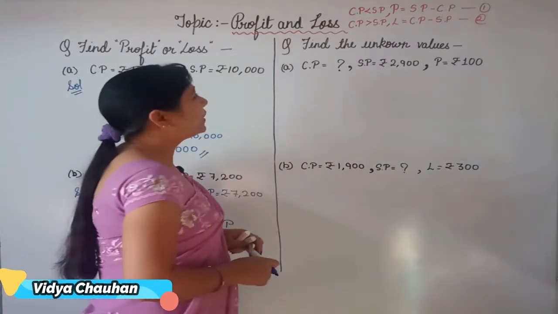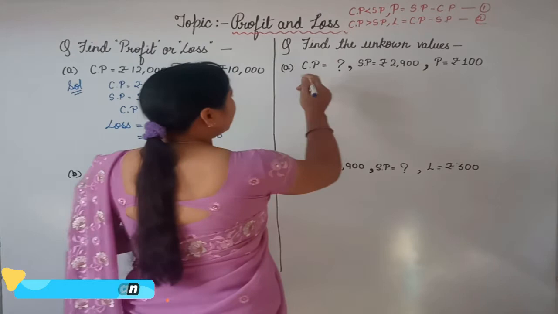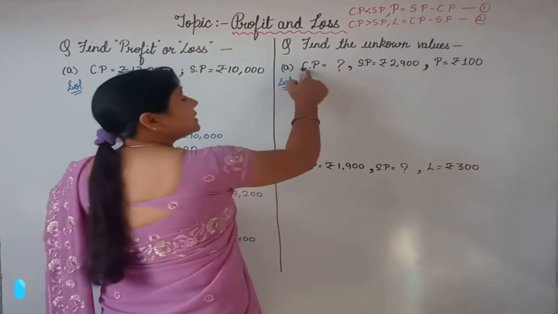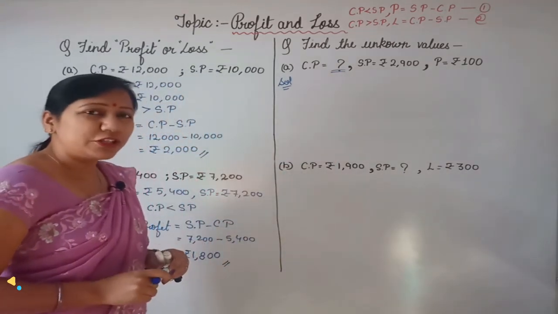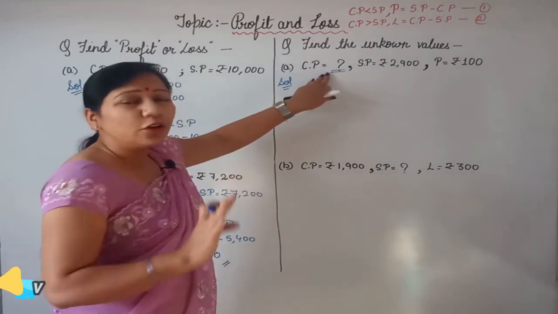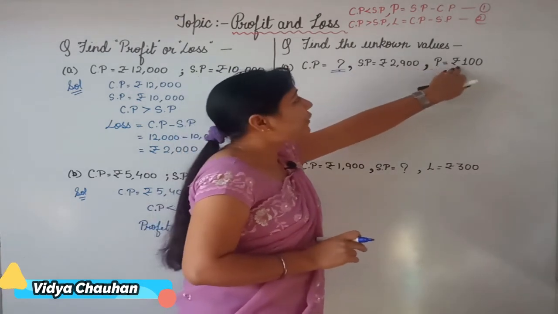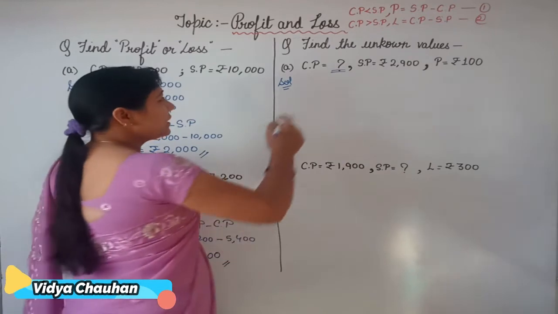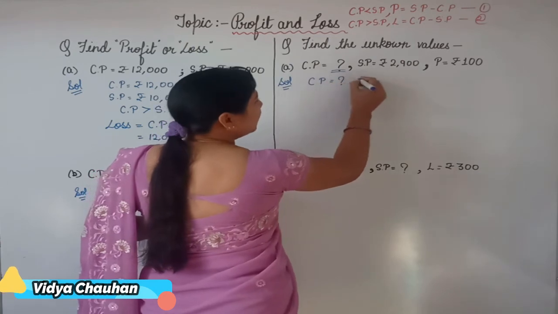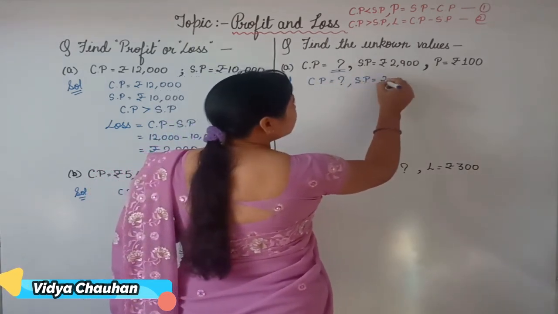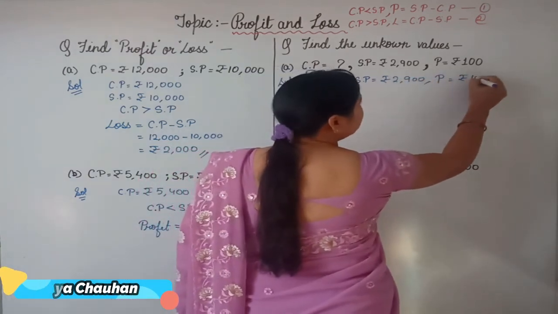Let's move forward to the second question, in which you have to find the unknown values. So let's see what is given to us in the first part. CP you have to find out. It is not given to us. So there is a transaction in which the cost price of the item is not known, but the selling price is rupees 2,900 and profit is rupees 100. So you have to find the value of CP.